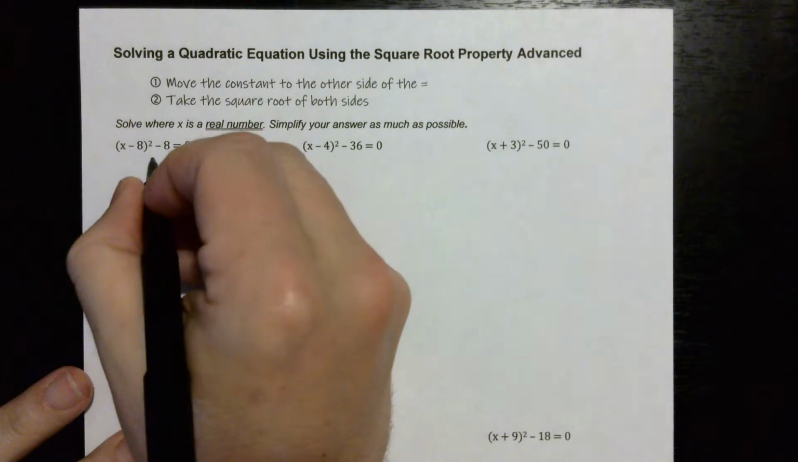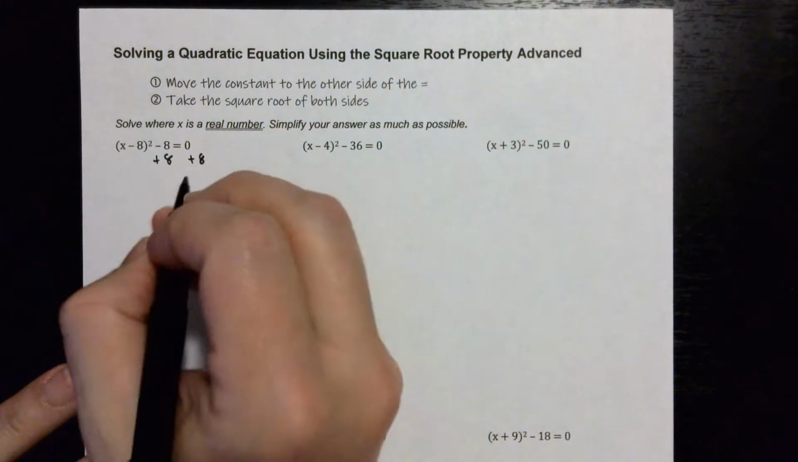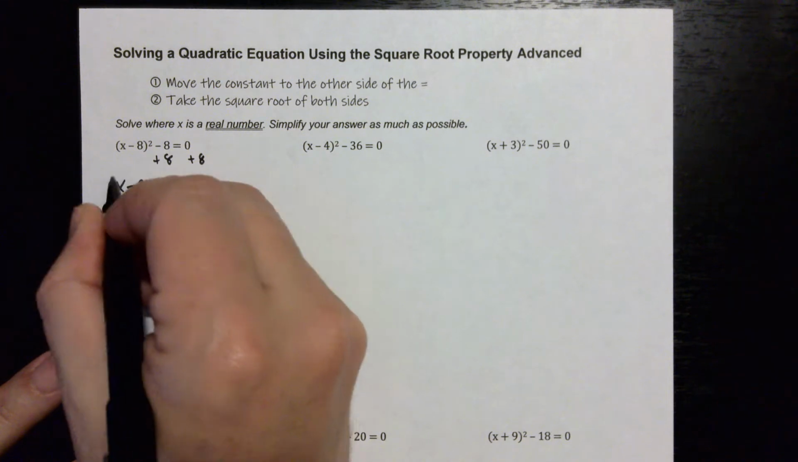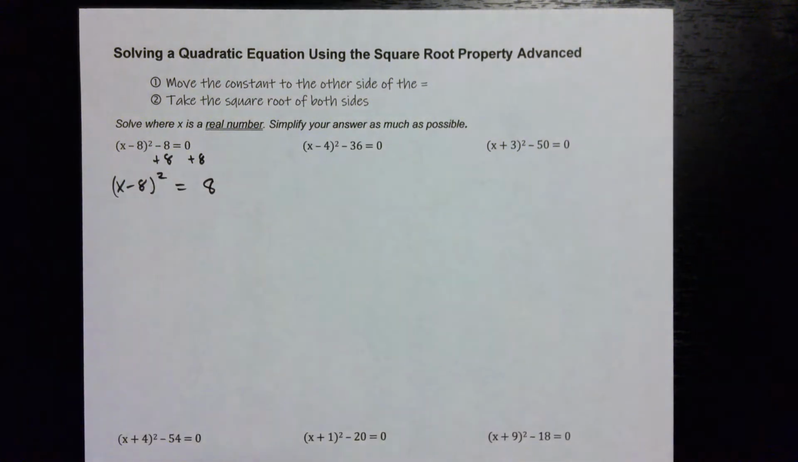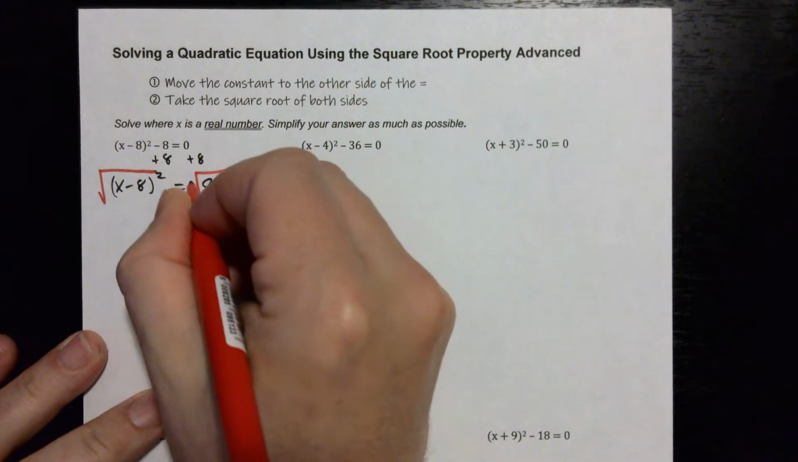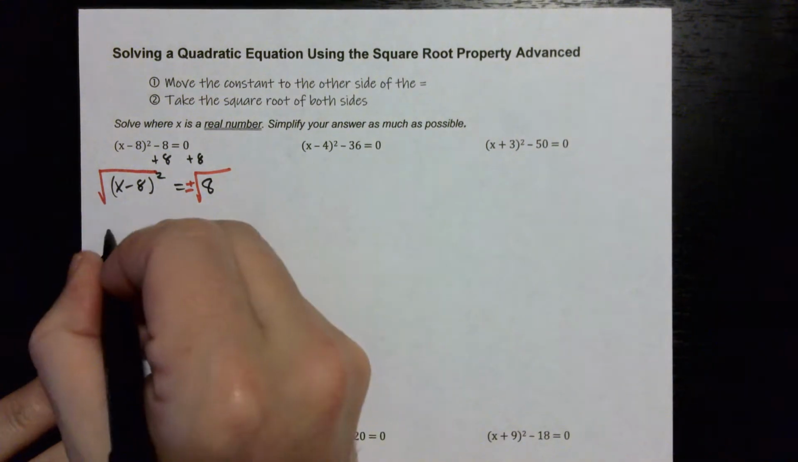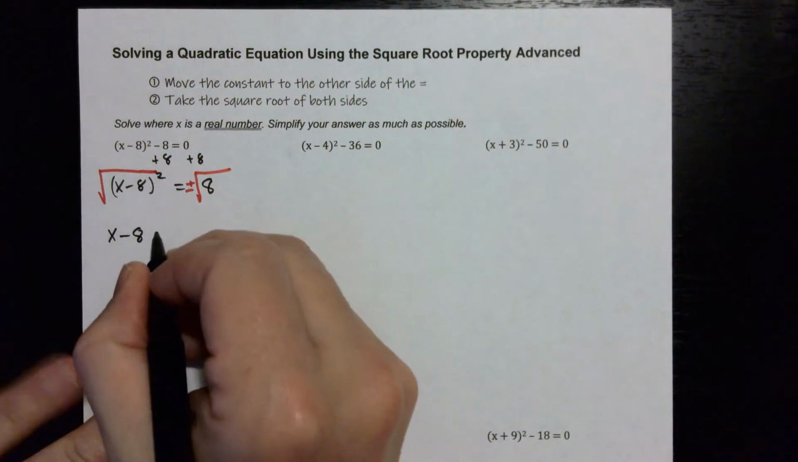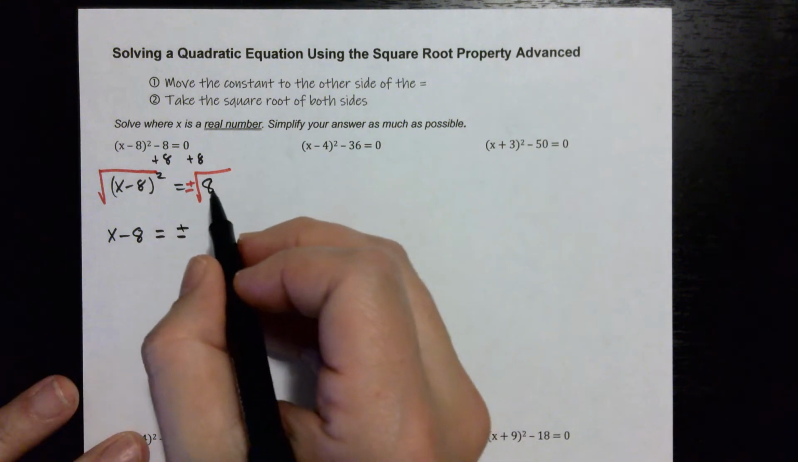So what that means in this case is that I want this 8 to move away from this x minus 8 squared. So that'll give me x minus 8 squared equals 8. The reason I want to do that is because now I can use the square root property and put a plus or minus here. And that will give me x minus 8 is equal to plus or minus, let's reduce that, square root of 8.